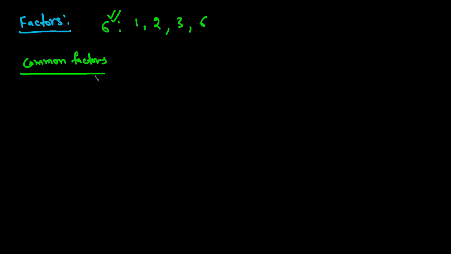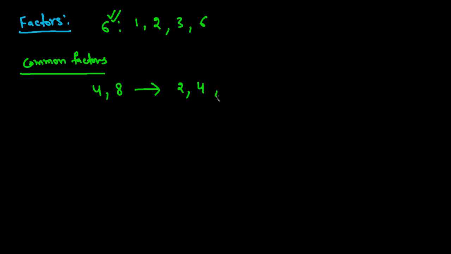A number that is a factor of 2 or more numbers is called a common factor. For example, let's say I got 4 and 8. What are the common factors for 4 and 8? I think 2 can divide both of them, yes, and 4 can divide both of them too. So 2 and 4 are the common factors for 4 and 8.